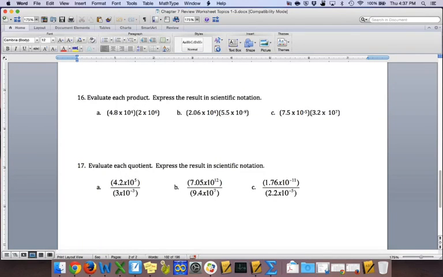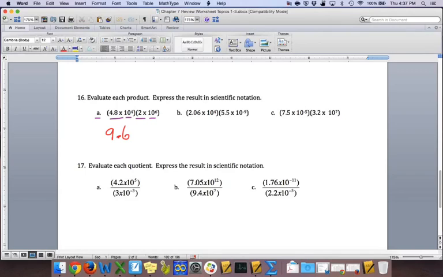Okay, so the last part here is going to be dealing with products and quotients for scientific notation. The rule with these is similar to what we've already done with exponents. We treat, for example, 16a, we treat the numbers as numbers and the exponents as exponents, and we apply the rules accordingly. So for the first one, we just do 4.8 times 2, which is 9.6, and you can check with a calculator if you want.